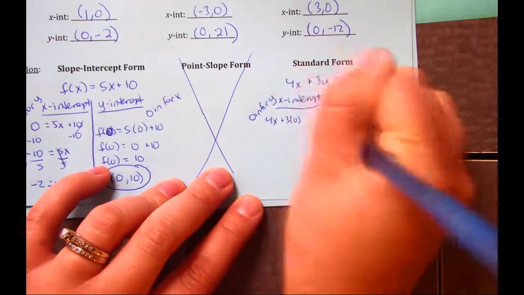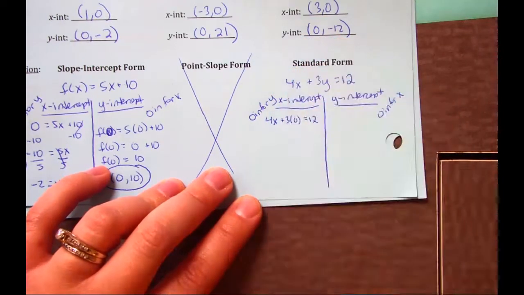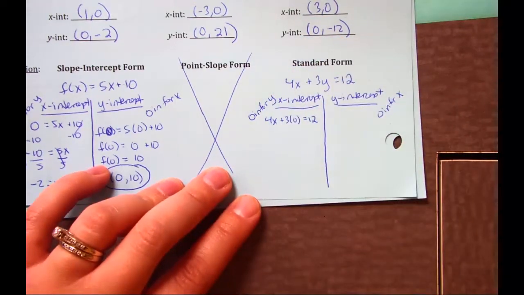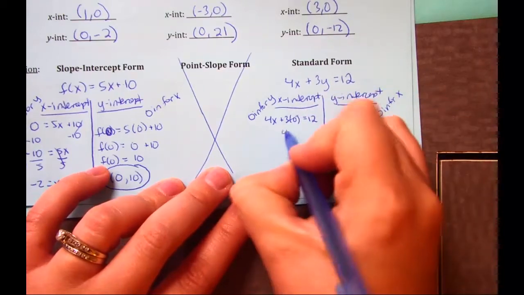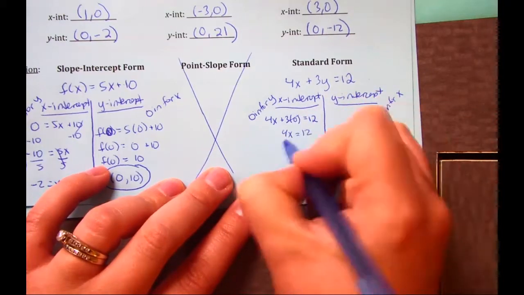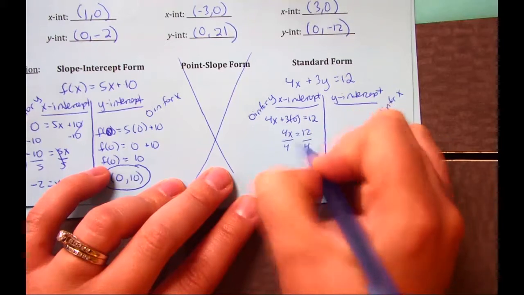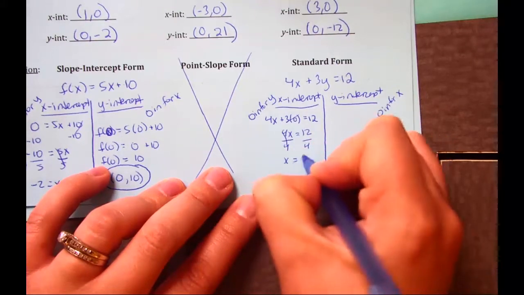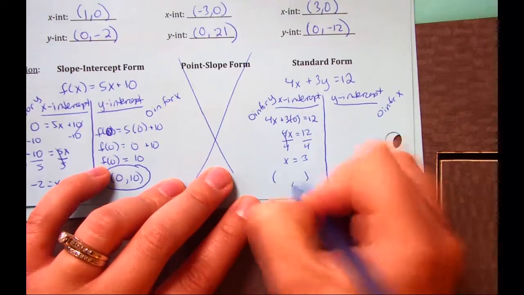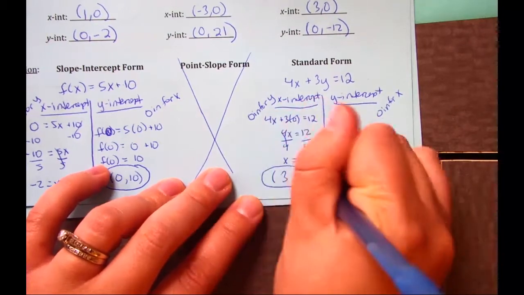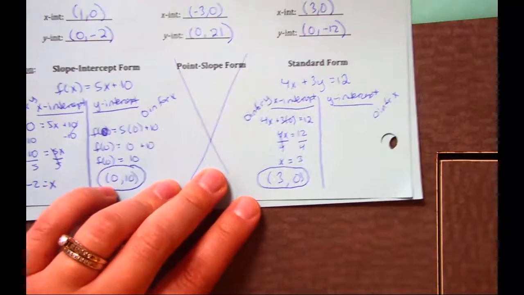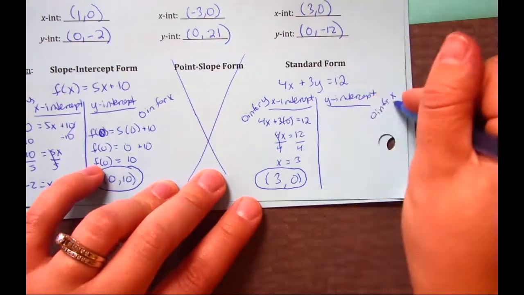3 times 0 equals 12. Now, 3 times 0 is just 0, so that kind of goes away, and I really just have 4x equals 12. So if I divide both sides by 4, x equals 3. So when I put 0 in for y, x equals 3. That's the x-intercept.